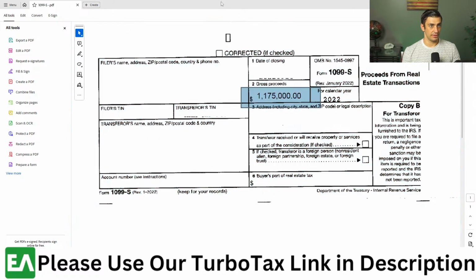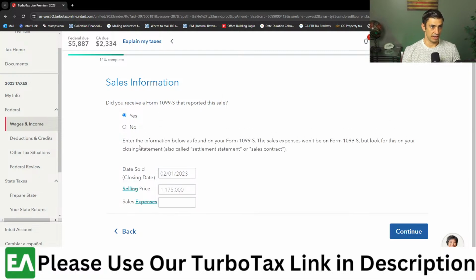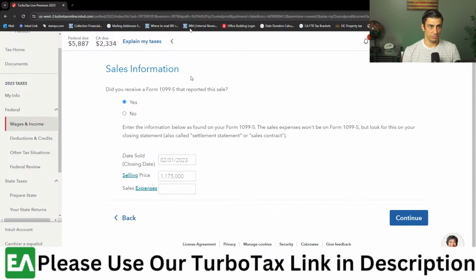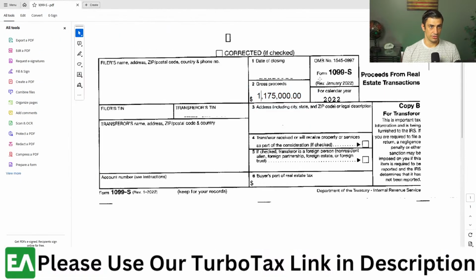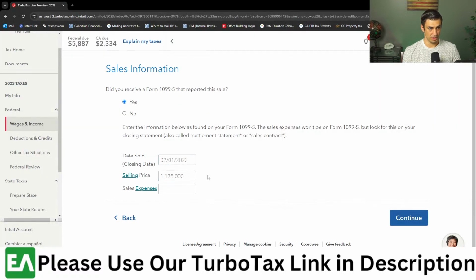Pretend, here we go. 1.1, wow, look at that. Sold this thing for a pretty penny here. Selling price, 1175123. The date we sold it, we'll say 02/01/2023. Yes, we did get the 1099-S. You'll see the gross proceeds right there, and the date of the closing, box 1 and 2. That's what it's asking for here.